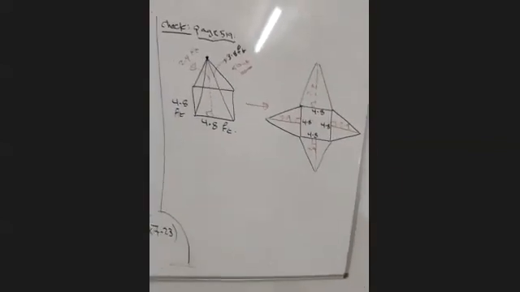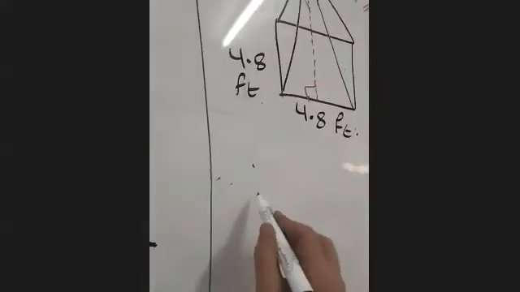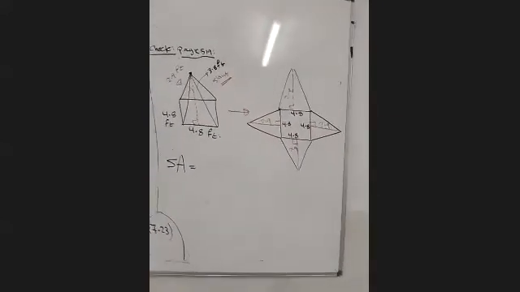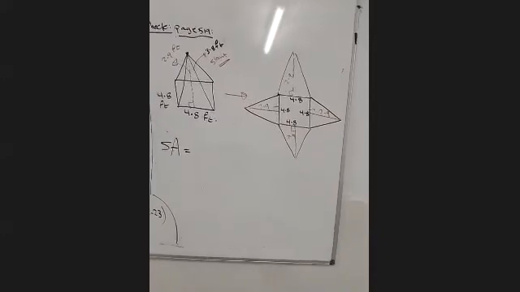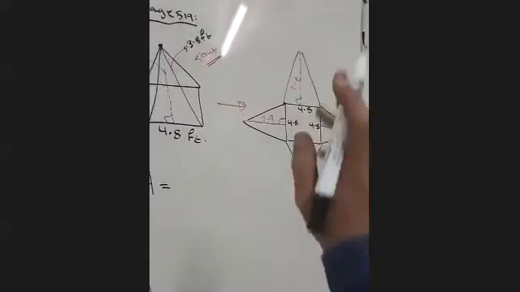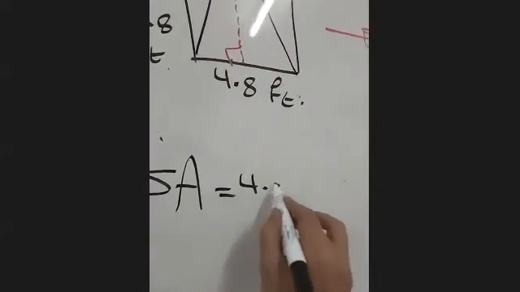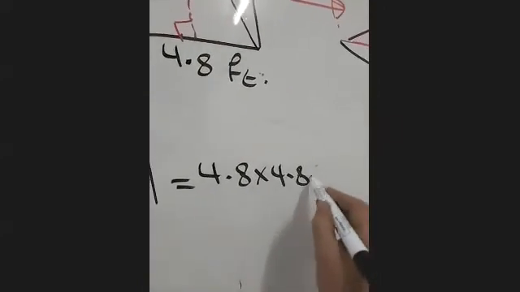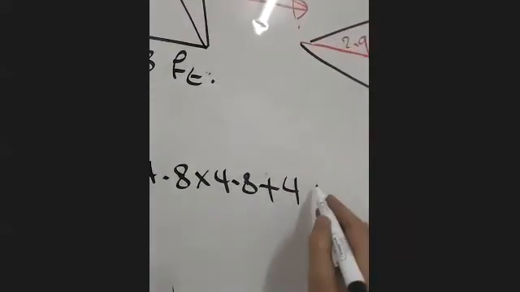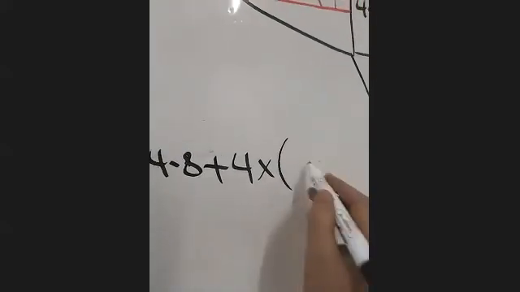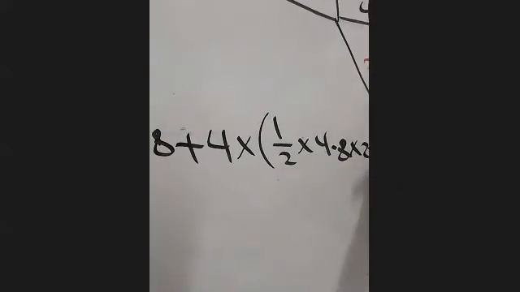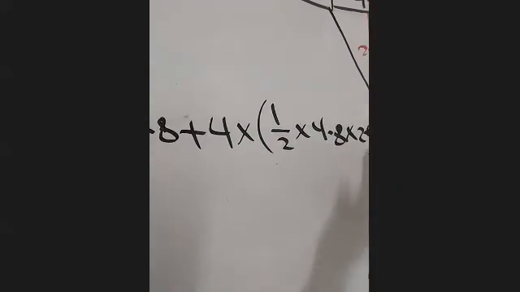Now let's find the surface area, Rakan. Surface area equals. How do we find it? Quickly. 4.8 multiply 4.8, the area of the square, plus 4 multiply, because we have 4 congruent triangles, parentheses, half multiply 4.8 multiply 2.9. Exactly. The area of the triangle is half base height.